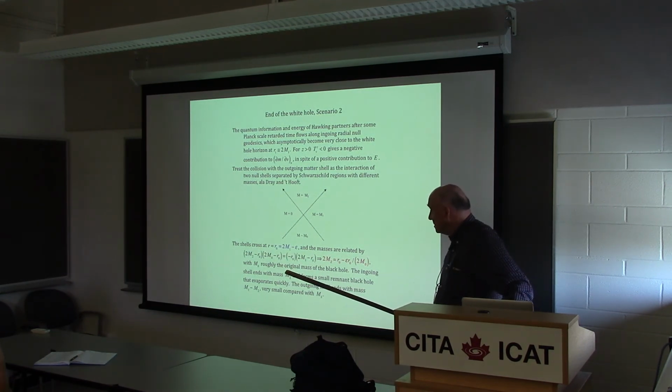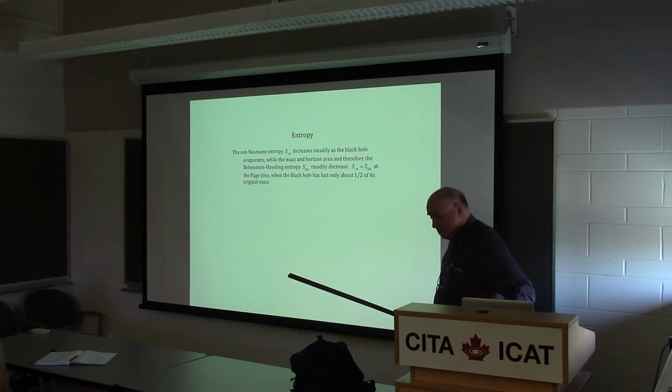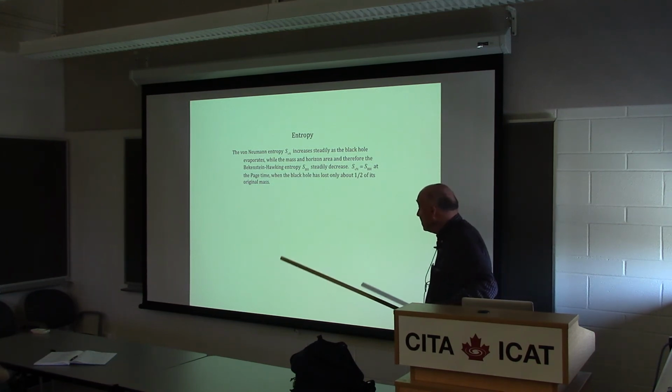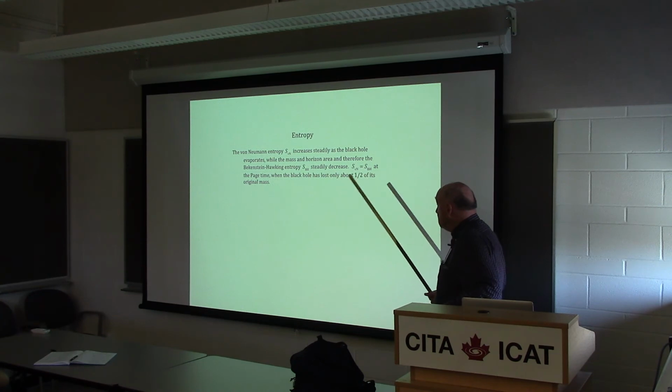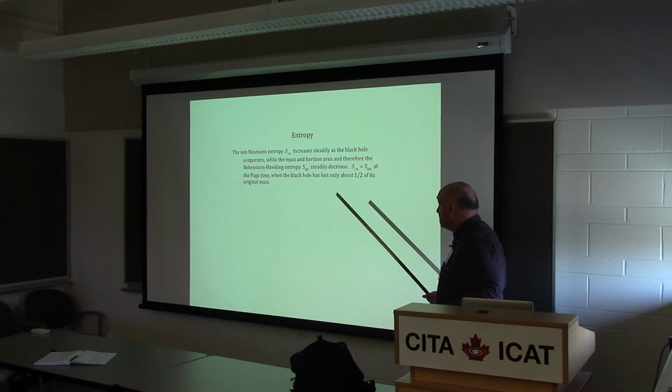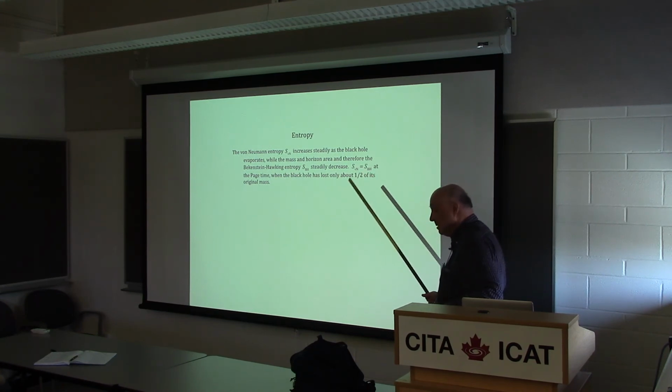And okay, now I just want to say a few words about entropy before I wrap up. And so, as we said, the von Neumann entropy, or the entanglement entropy of the black hole, steadily increases as the black hole evaporates.